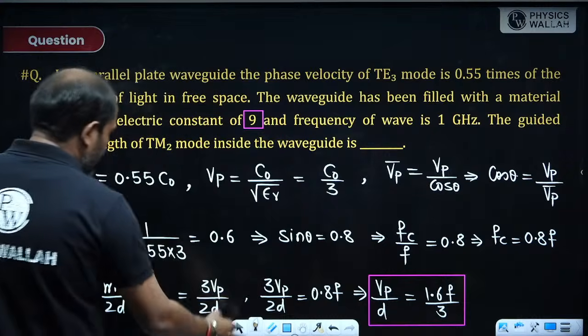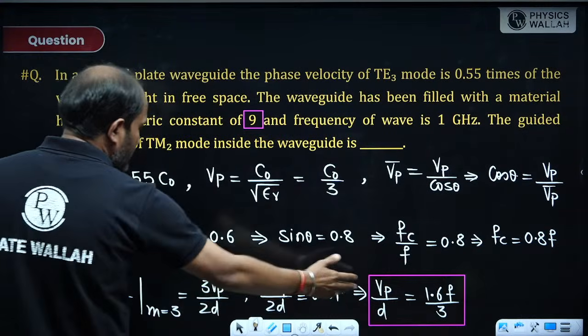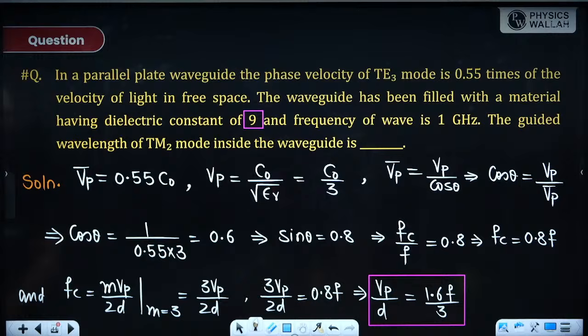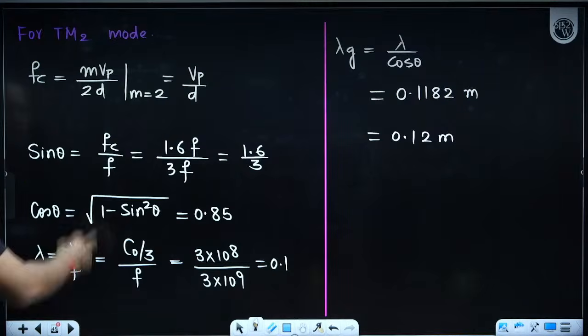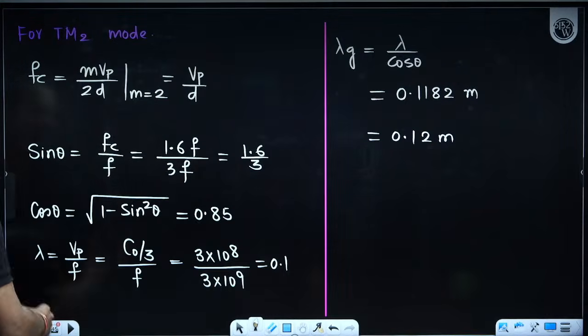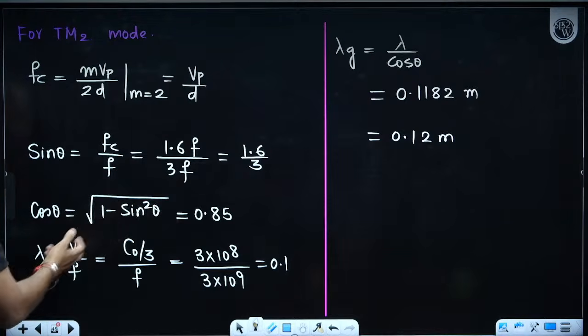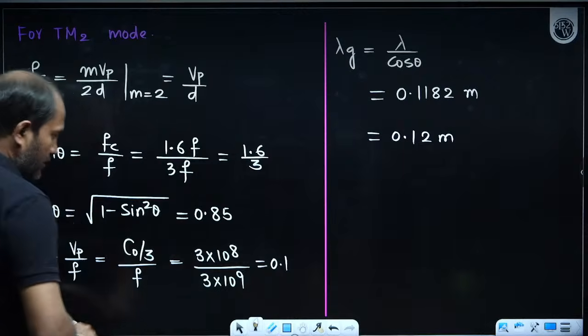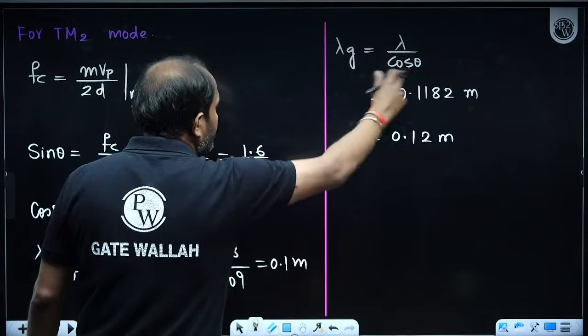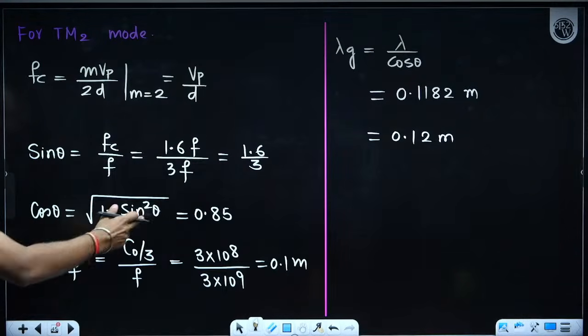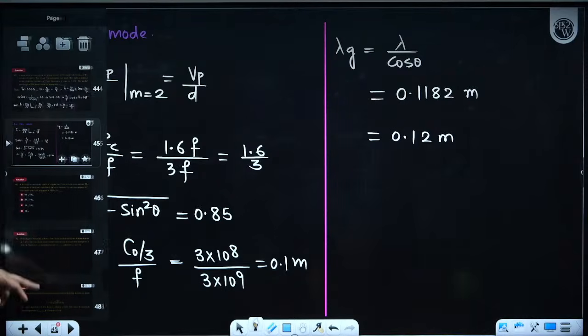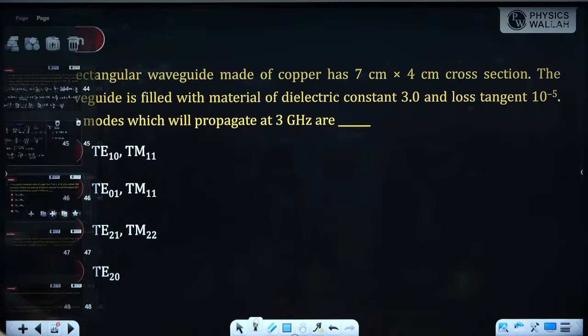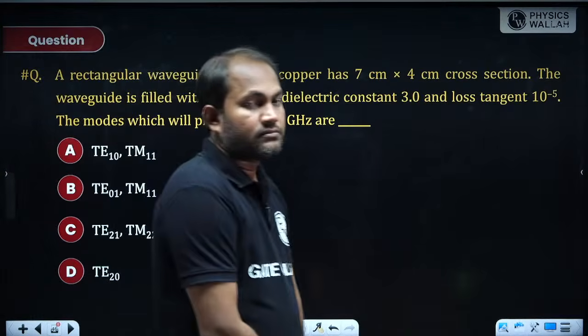So 3Vp upon d, m is 3, so 3Vp upon 2d, so we can calculate Vp upon d. Then Vp upon d is utilized. So sin theta we will calculate, then from sin theta you can calculate cos theta. From f and Vp you can calculate the value of lambda, and in that case lambda and cos theta you know, then you can calculate lambda g. It's a very good question.